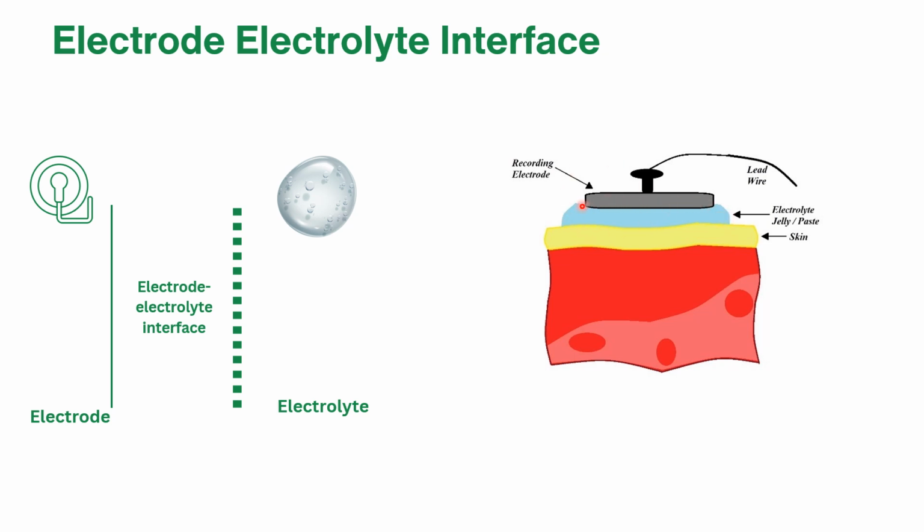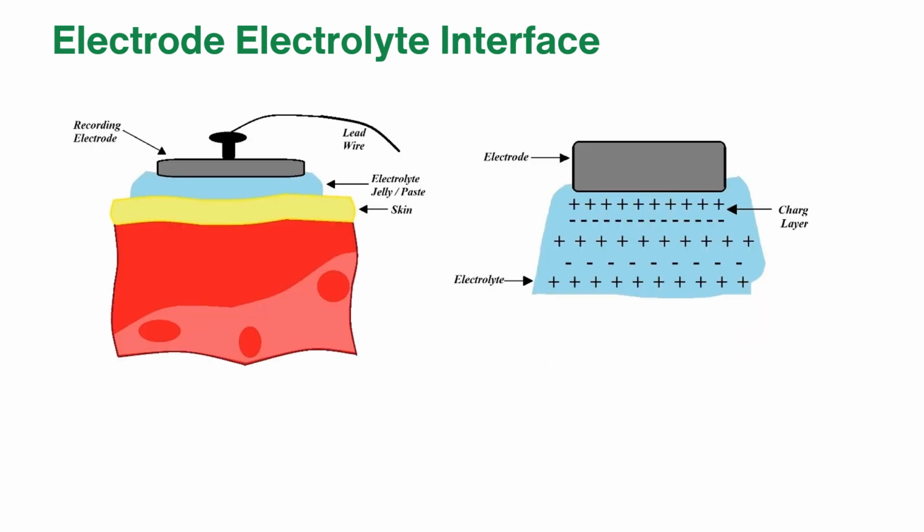Now our focus is on this region. What is happening between this electrode and the electrode gel? So if you see, when I place this electrode on the gel, this electrode has some kind of ions. They have loosely packed ions. Similarly, the gel will also have loosely packed ions.